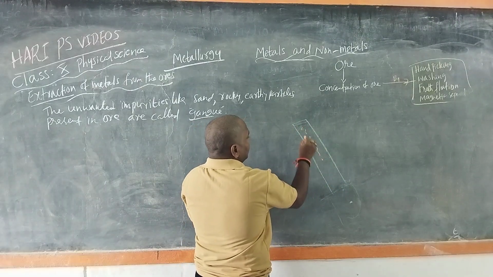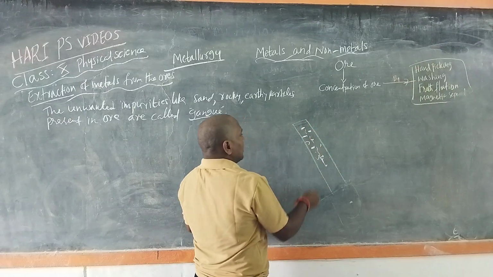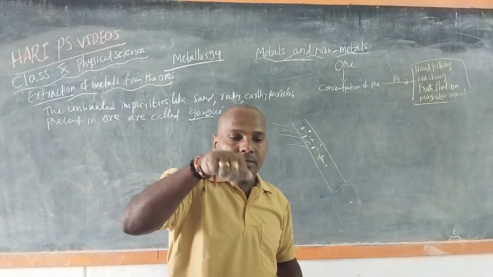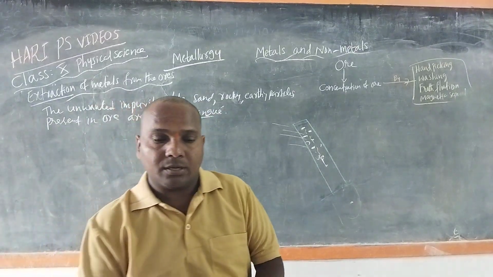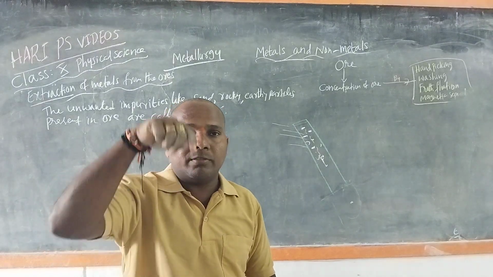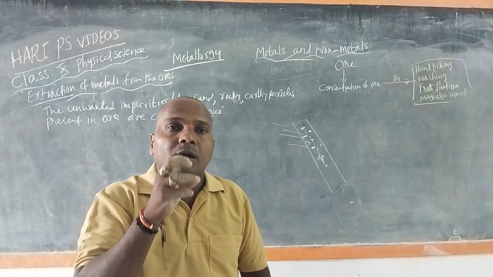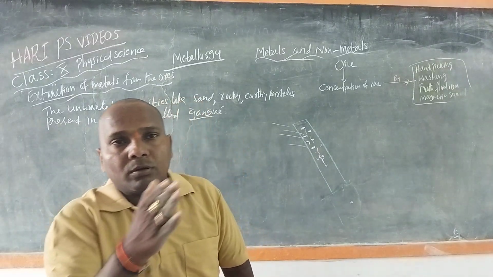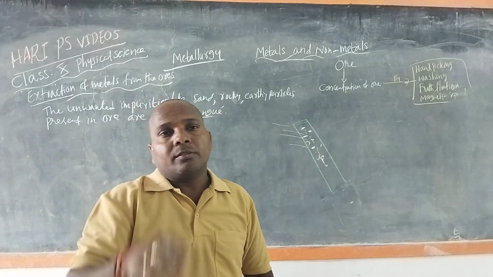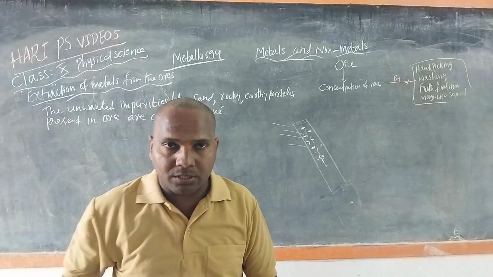Here all the ore particles are crushed into small pieces. When water is passed with a controlled flow through the crushed ore particles, the particles having low density flow along with the water, and those with high density remain on the surface. In this way we separate the impurities.